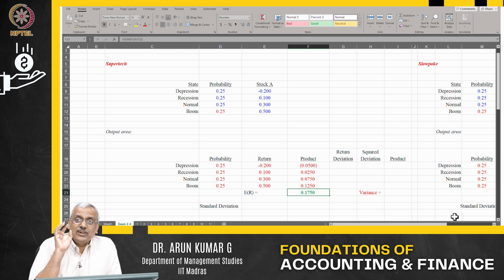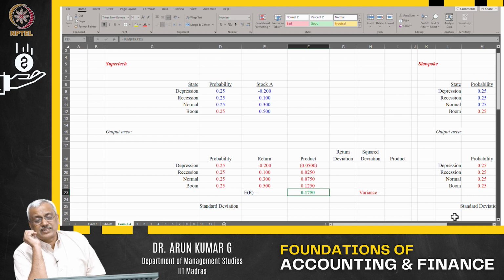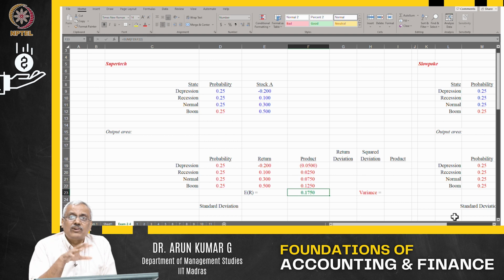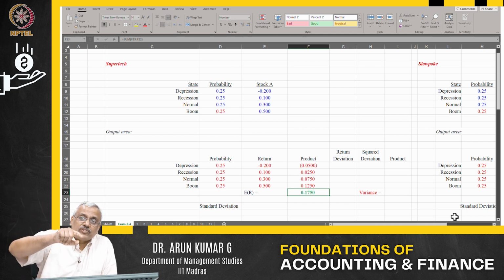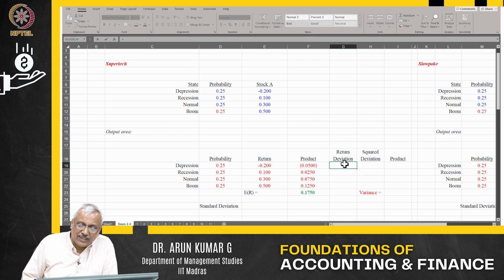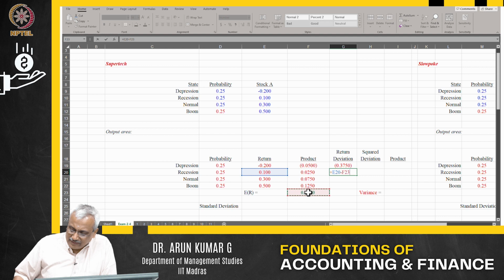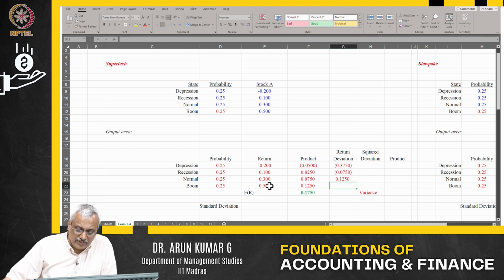What are we trying to calculate? We are trying to calculate the variance. This 17.5%, or 0.1750, is the mean, the average of all these expected returns. How much does each of these states vary, differ? How far are these from the mean is what we calculate, and that is what we call the return deviation. This is the return I will get minus the expected return, that is the average, for each of these states, and this is the return that is deviating from the mean.